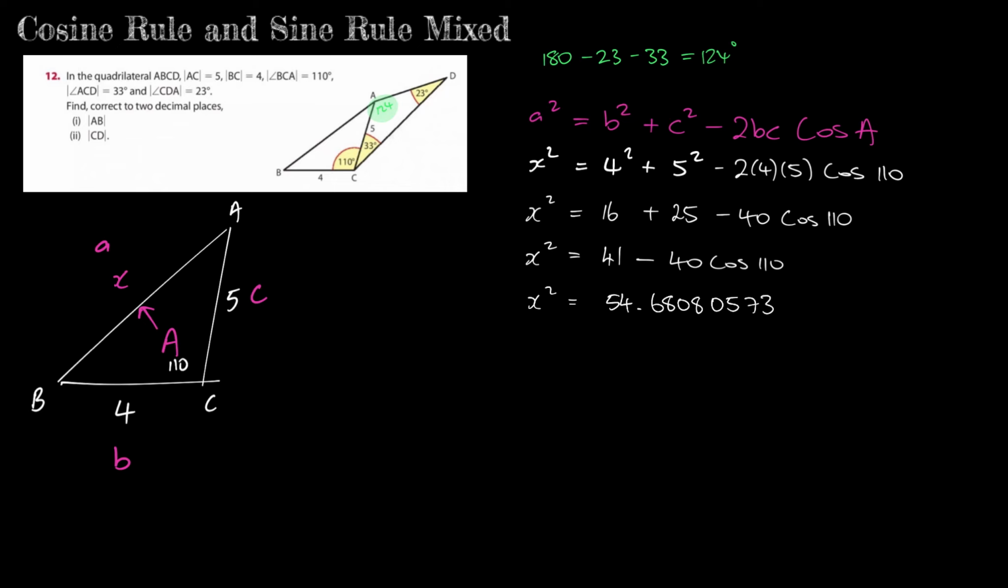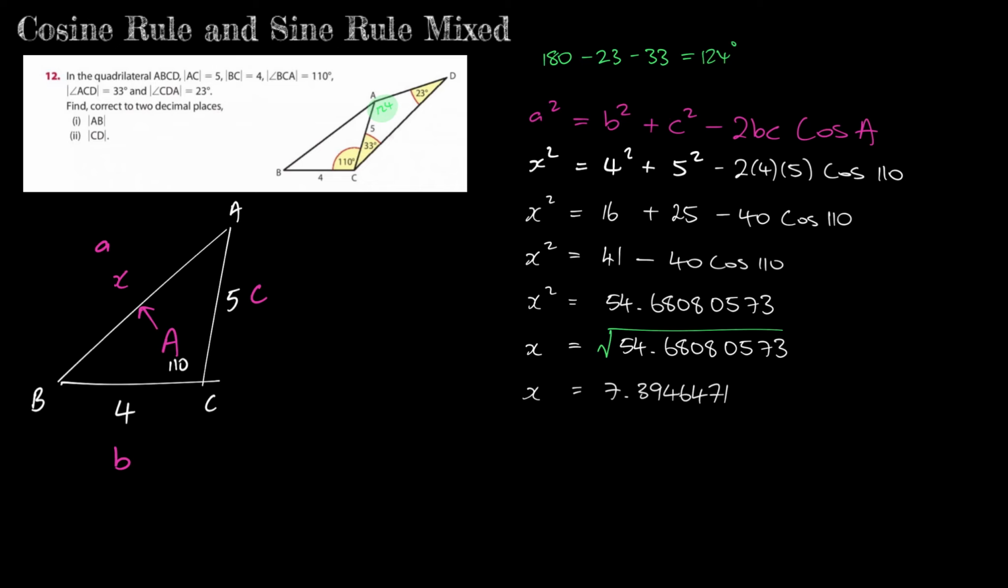54.68080573. So to find out what x is, I need to get the square root of both sides. So I need to get the square root of all that, and I'll just do that now. So the square root of the answer gives us x is equal to 7.3946471, and they wanted that correct to 2 decimal places.